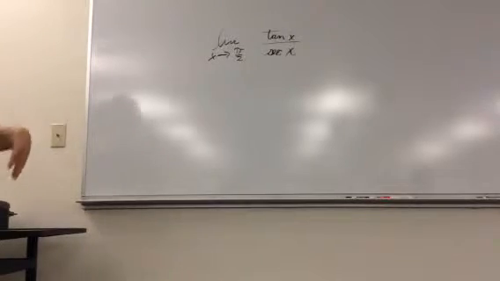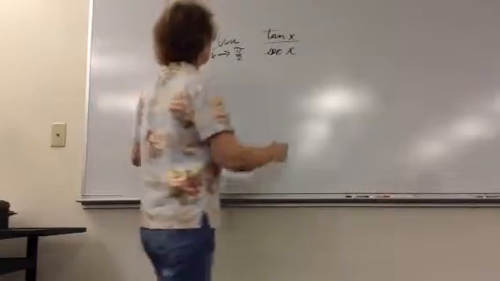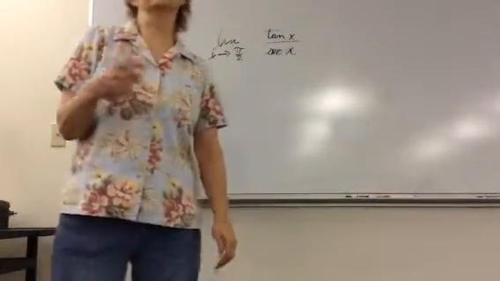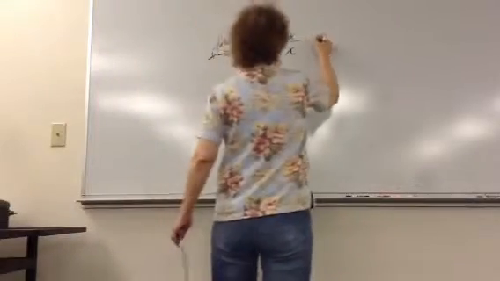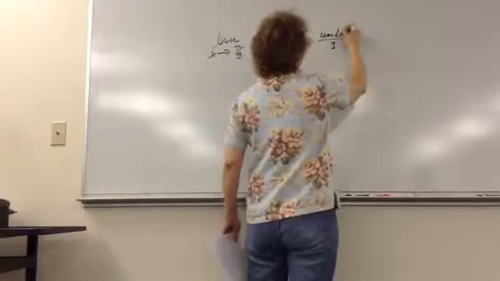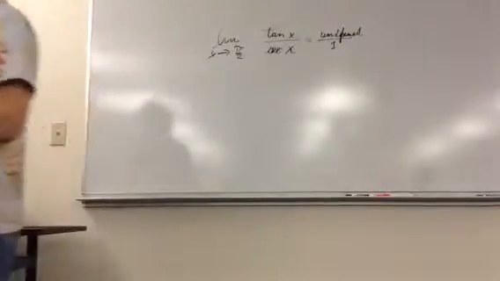So if I plug stuff into there, what do I get? I get something like undefined over 1. The tangent of pi over 2 is, well, wait, pi over 2 is where there's an asymptote. So it's undefined over 1. Whatever. And so then we need to figure out something else to do.